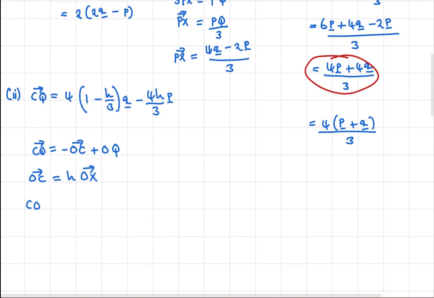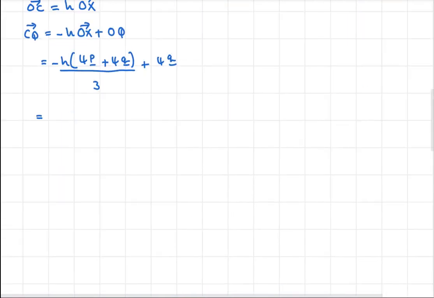So say CQ is equal to negative h OX plus OQ. Let's substitute them. I will have here negative h times 4 vector P plus 4 vector Q, everything divided by 3, then plus OQ, and OQ is 4 vector Q. Apply the h with what is inside the brackets, plus 4 vector Q. So let me group those vectors that have at least some similarities.